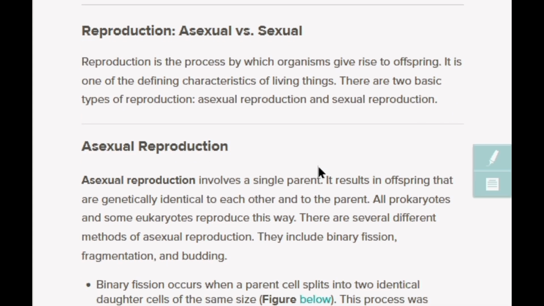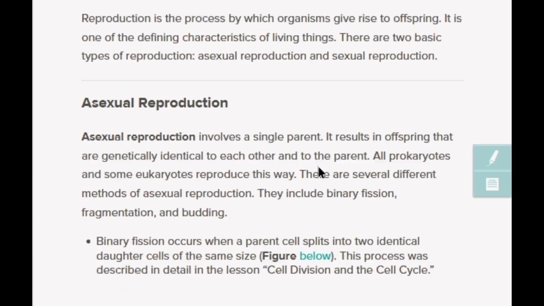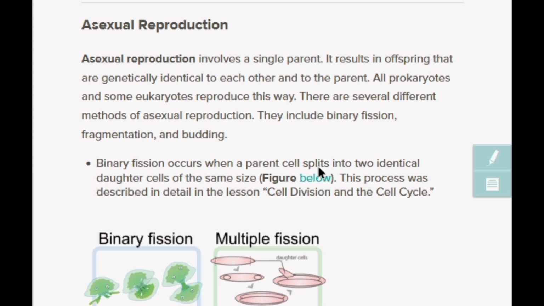Reproduction: asexual versus sexual. Reproduction is the process by which organisms give rise to offspring. It is one of the defining characteristics of living things. There are two basic types of reproduction: asexual reproduction and sexual reproduction. Asexual reproduction. Asexual reproduction involves a single parent. It results in offspring that are genetically identical to each other and to the parent. All prokaryotes and some eukaryotes reproduce this way. There are several different methods of asexual reproduction. They include binary fission, fragmentation, and budding.